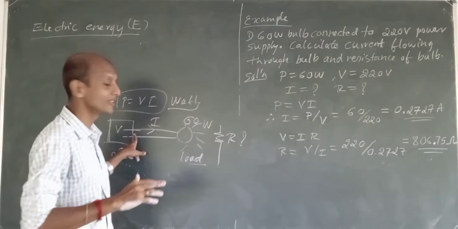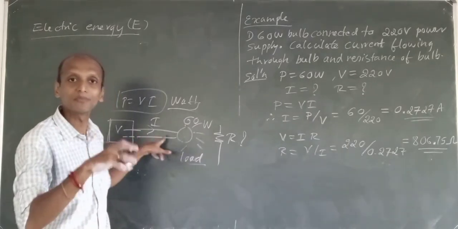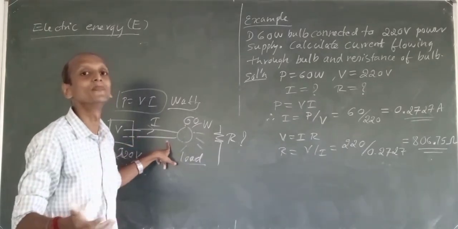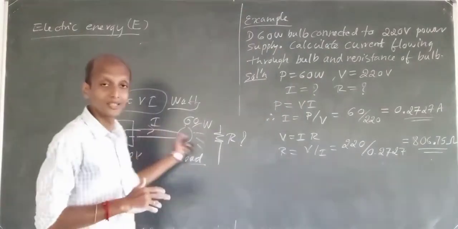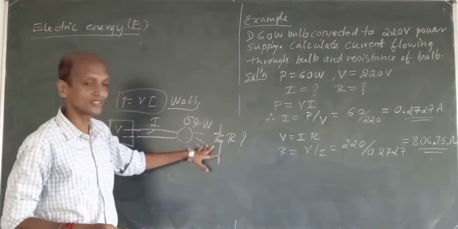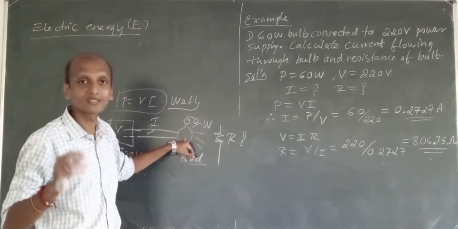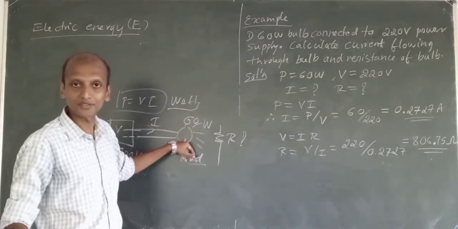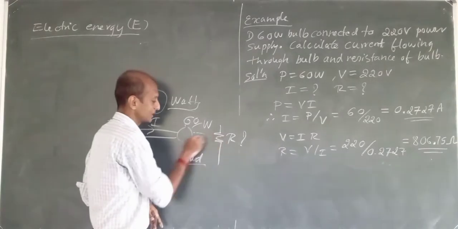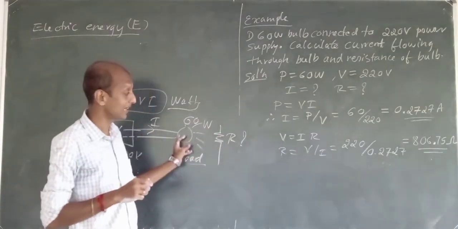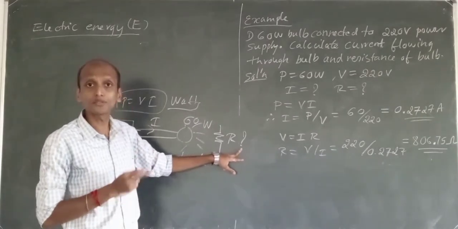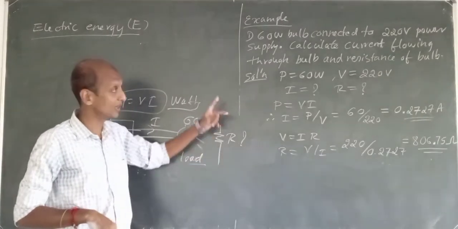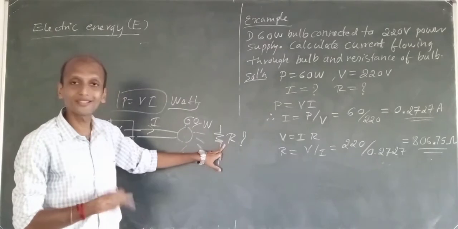It is the property of any material to oppose the current flow. So to oppose the current flow, that is what is called resistance. All of the devices will have certain resistance for sure. Now this bulb will have certain resistance, and our question is also to calculate the resistance. So I have to calculate the current and also the resistance.